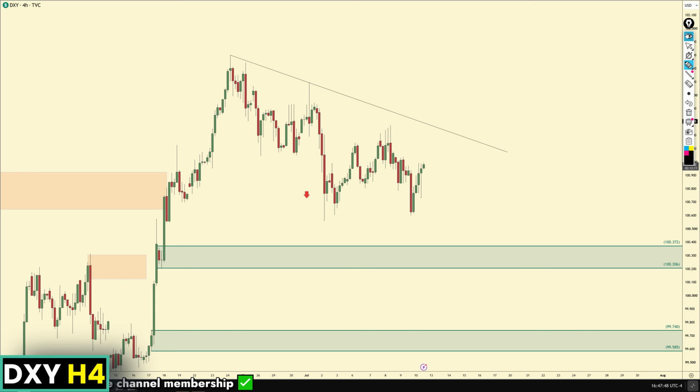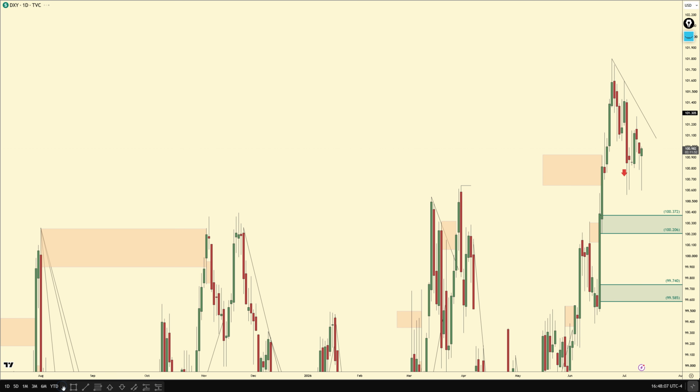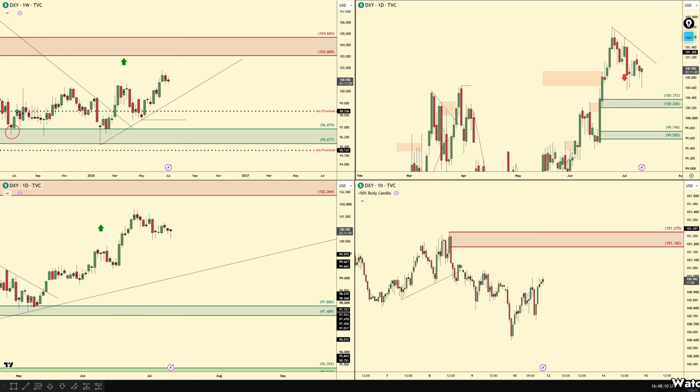What I think we could be seeing the next couple weeks is maybe a pullback down to this demand at 100.37, maybe see a move off of that zone. And if not, there's a zone down even lower at 99.74. Ultimately, if we do pull back to these zones, I'm expecting one of these zones to hold and to continue to push up to the weekly supply that we were just referring to.